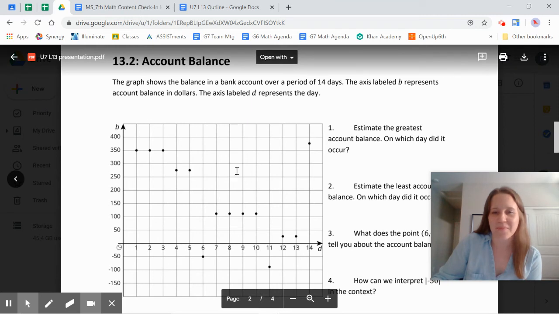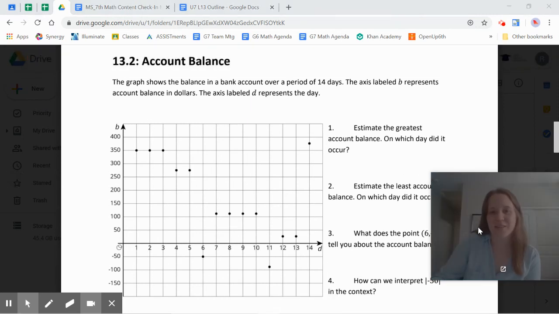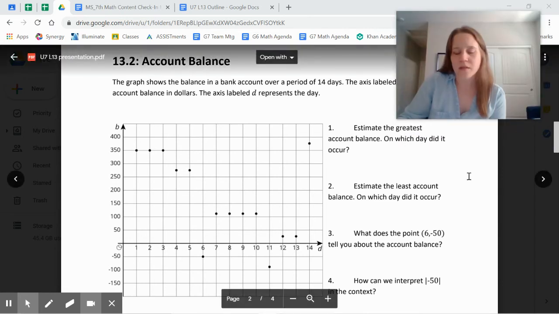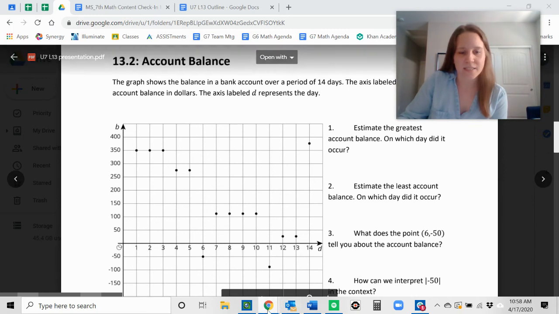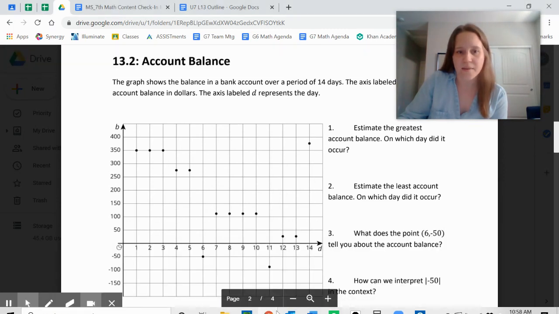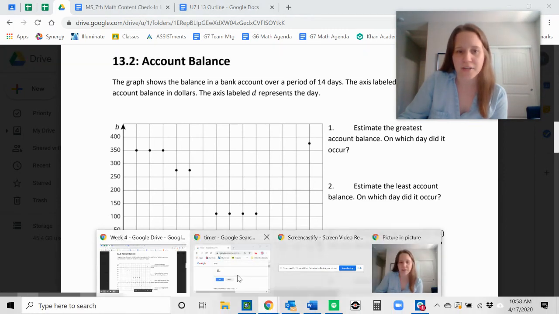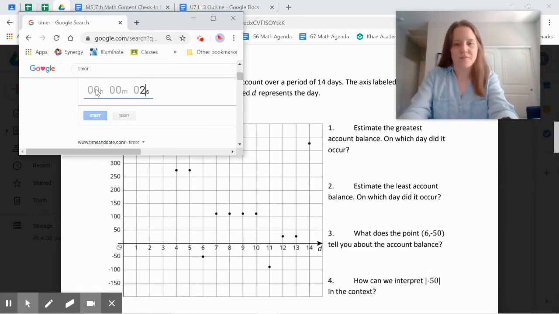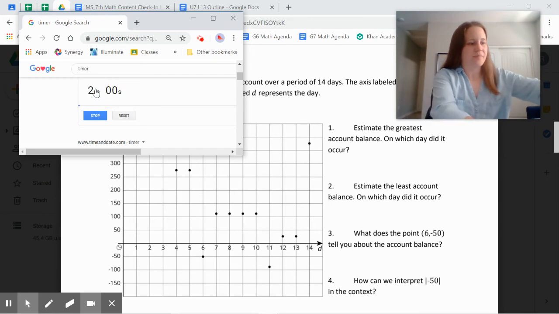I'm not going to give it away. Okay. I want you to answer questions 1 through 4 on your own, and then we will come back together. I'm going to give you 2 minutes to do that. So you do not need to copy the graph on your paper. Just answer questions 1 through 4. Your 2 minutes starts now.